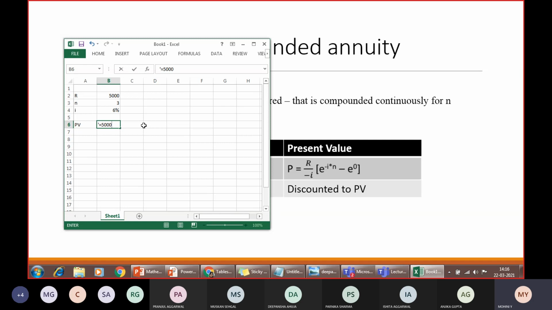So 5,000 is our R, divided by minus I, which is 6%, so minus 6%. Then e raised to the power minus 6% into 3, which is 0.18, minus e raised to power 0. Okay, so these are the values that we have put in the formula.